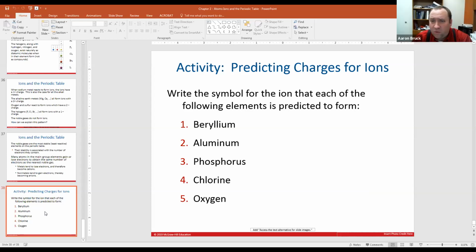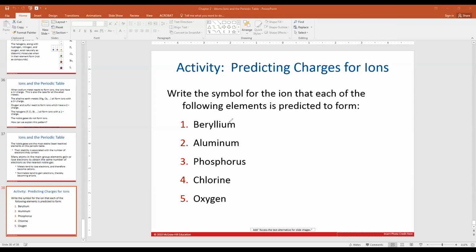The last thing I wanted to do was just kind of review the charges of the ions based upon position on the periodic table.